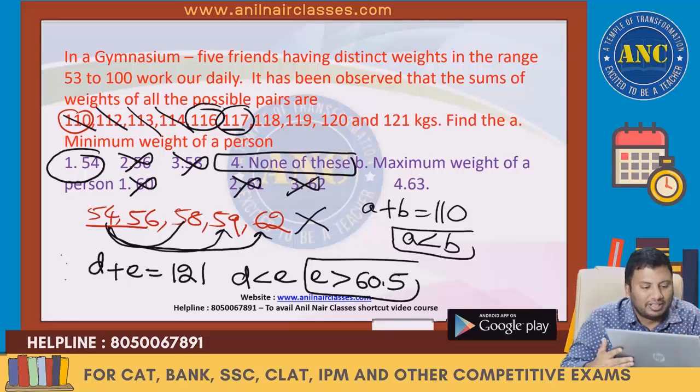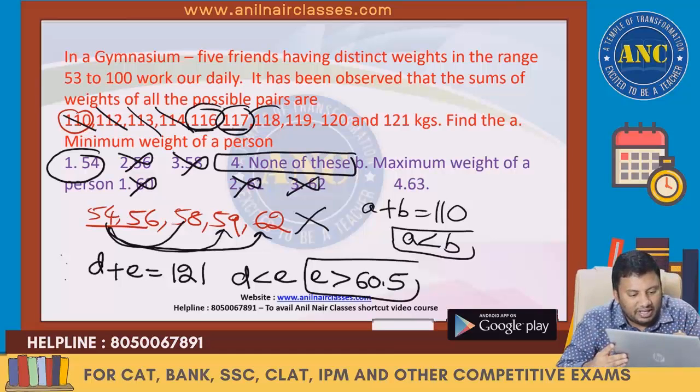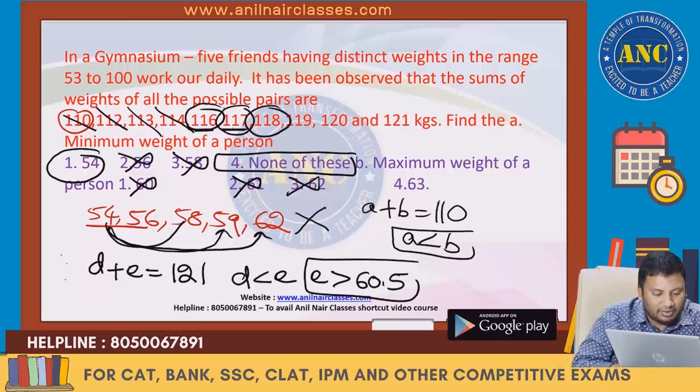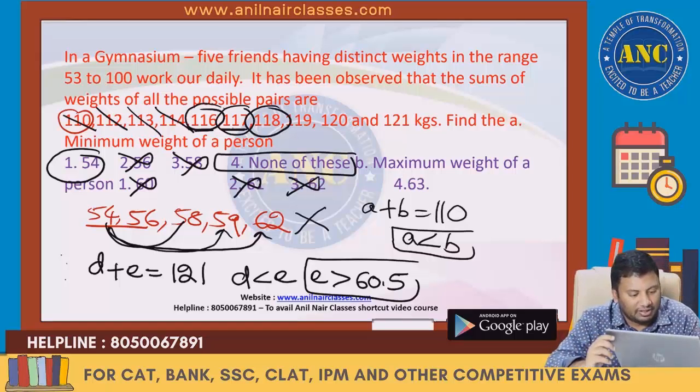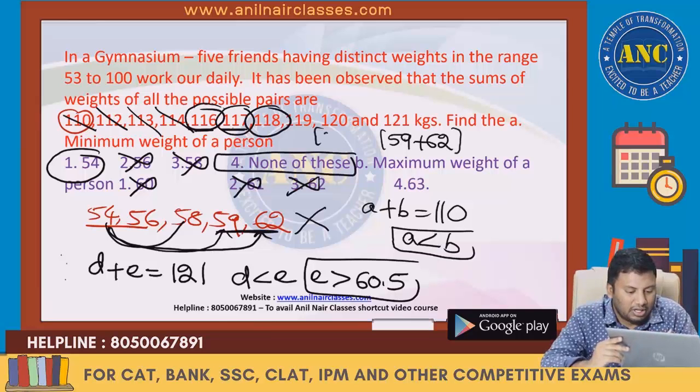Now even if 116 is satisfying, check it for 117. 117 is 58 plus 59. How will you get 118? 118 is 56 plus 62. How do you get 119? 119 is 57 plus 62. I hope you have understood the idea.